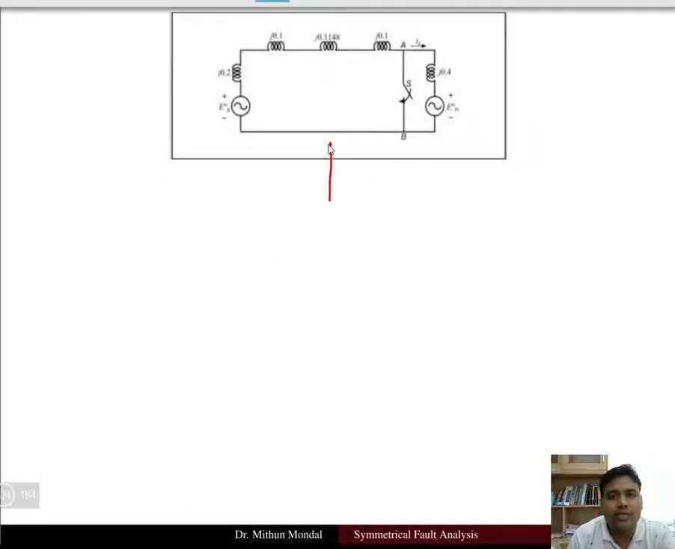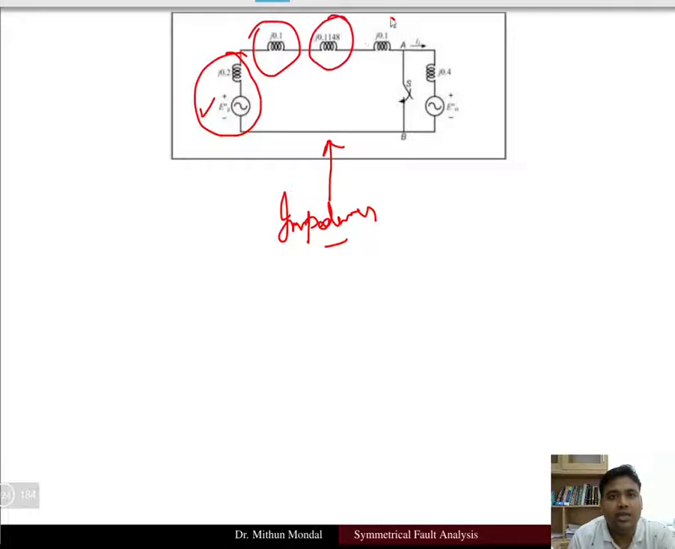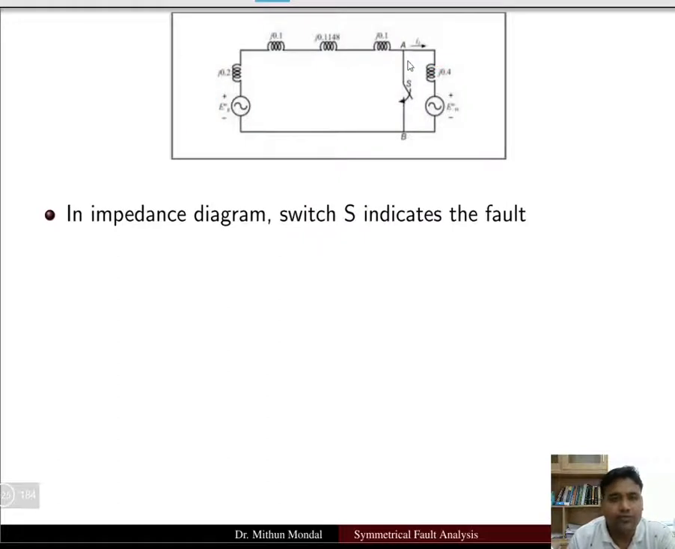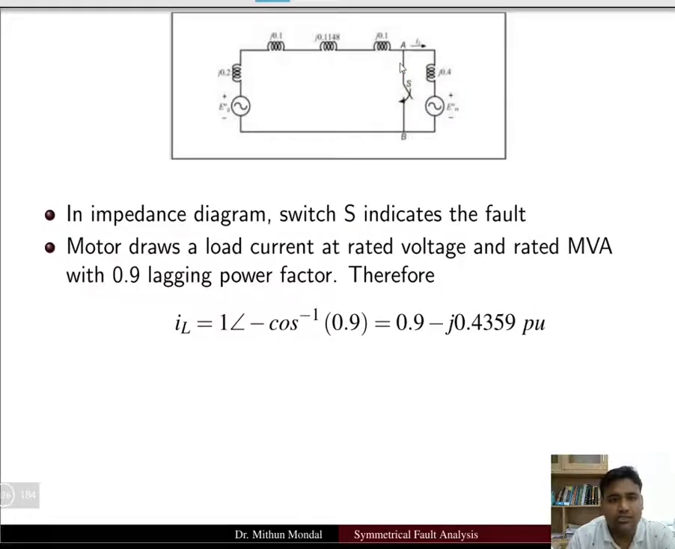Now we have obtained the reactance diagram or the impedance diagram. Here we have a generator whose reactance is given in per unit, a transformer, a transmission line, and then another transformer, and this is all about the motor. The fault is shown by a switch connected at the motor terminal. So in this impedance diagram, a switch S is indicating the fault. Closing of the switch will indicate a fault in the system.